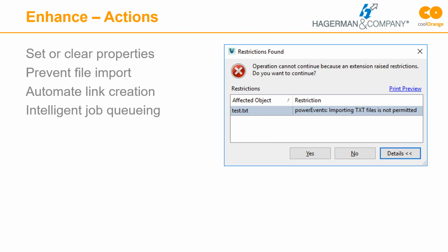You could prevent file import. So you could say, we don't want any text files in our Vault, or we don't want people trying to add BAK files from AutoCAD stuff into Vault. Maybe they think they need to keep them. We don't want them in here. You could add an add files restriction that said if the extension is .bak, don't let it in.